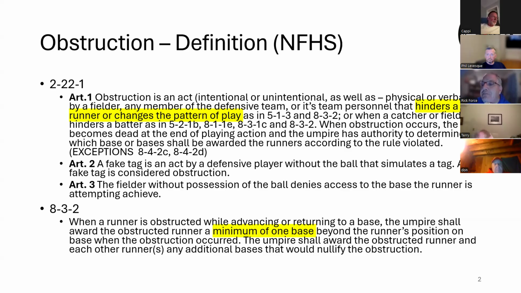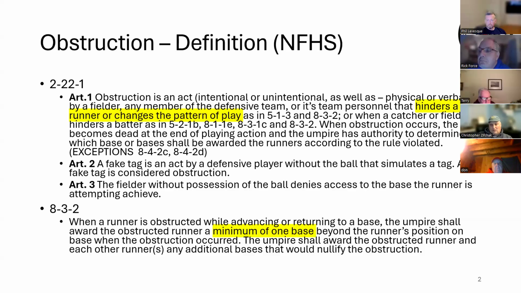If the act that the fielder was doing did not keep the runner from attaining the bag, then it can't possibly be obstruction. And this is only if he doesn't have the ball. If he has the ball, all bets are off. He can block whatever he wants.